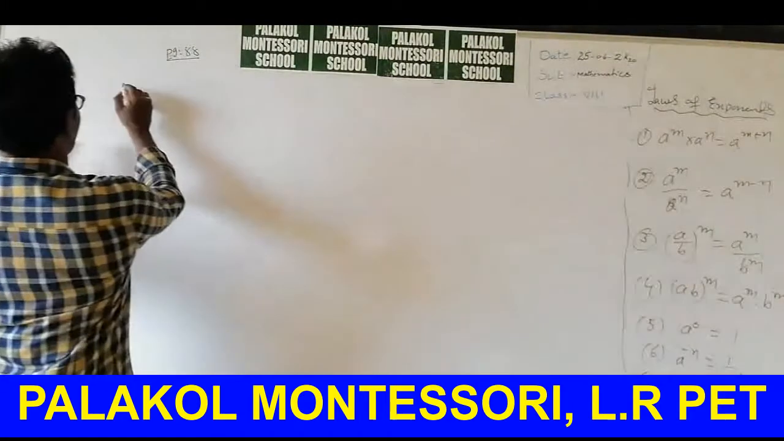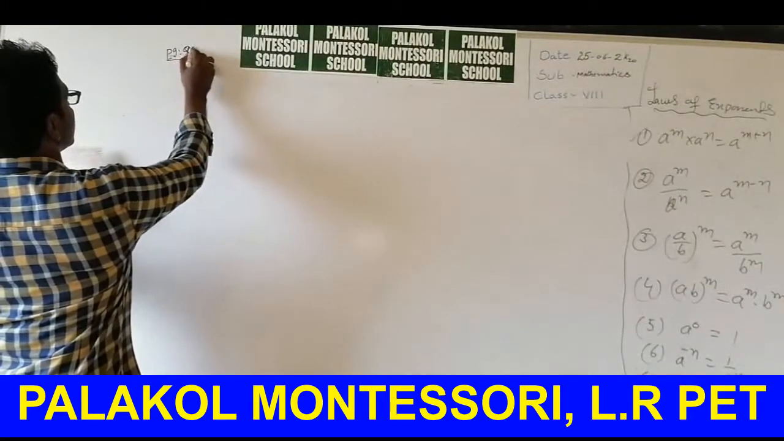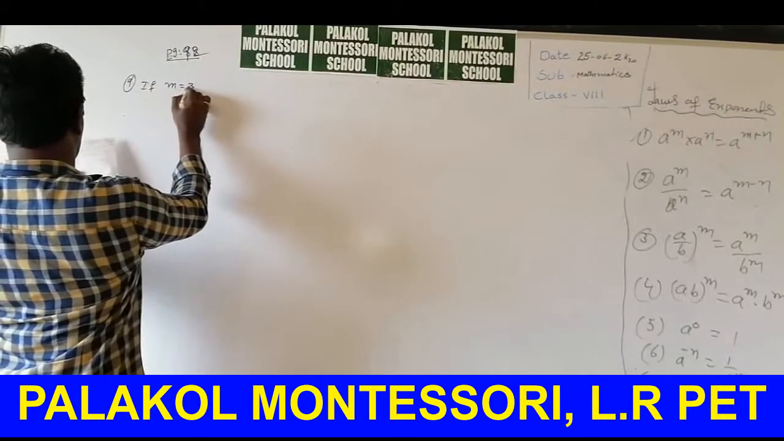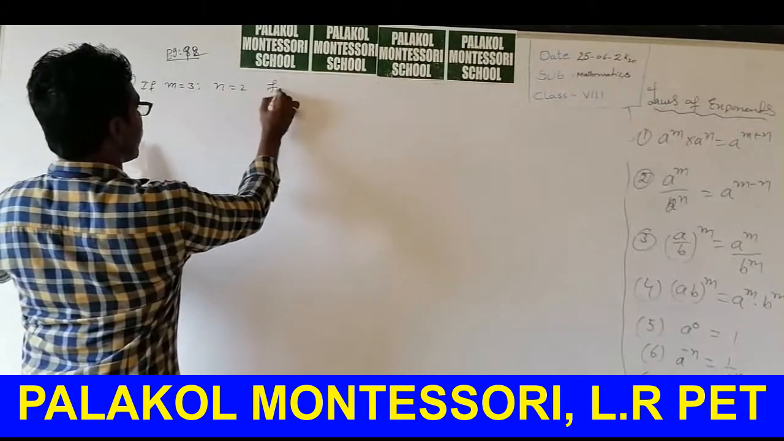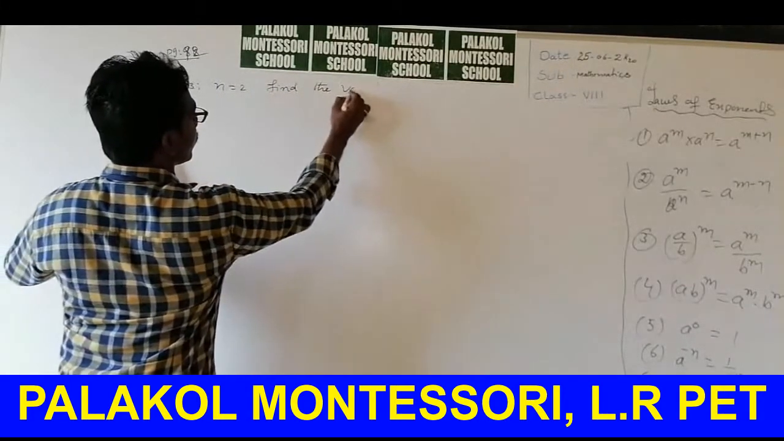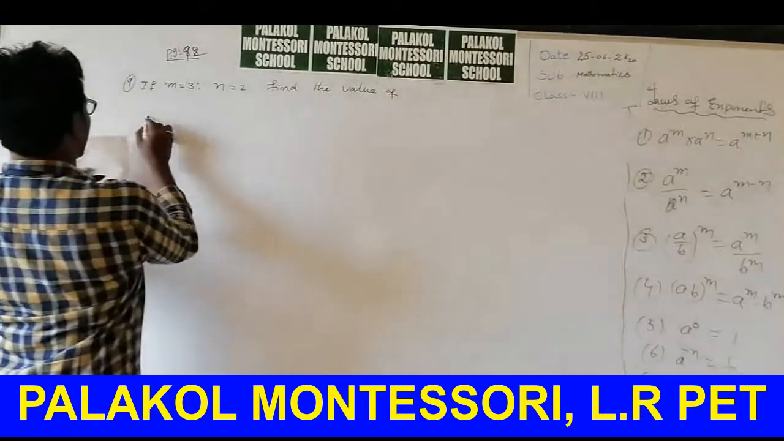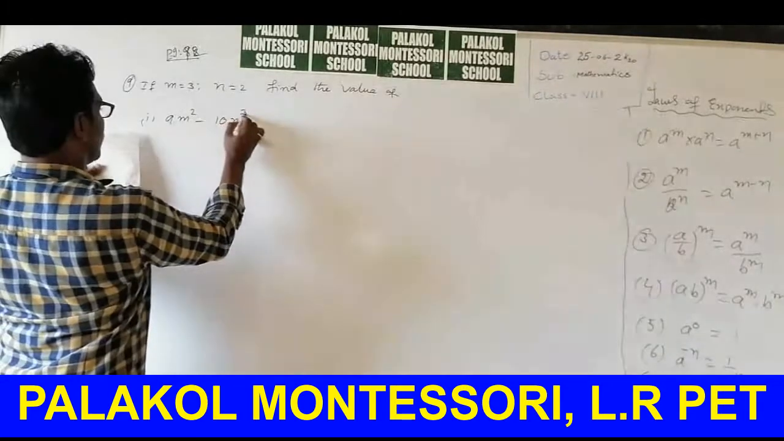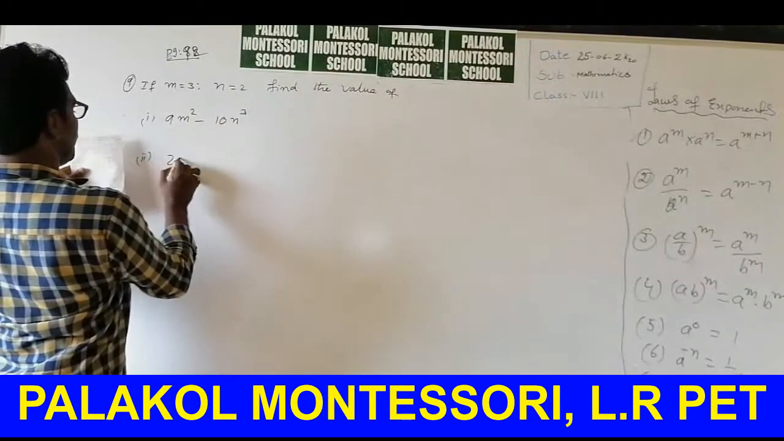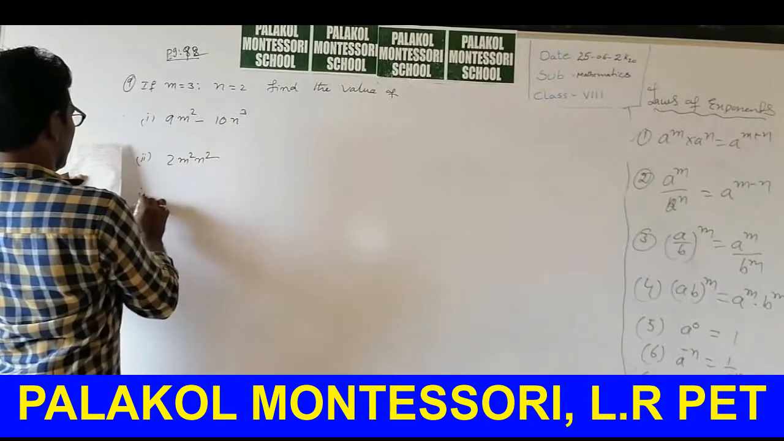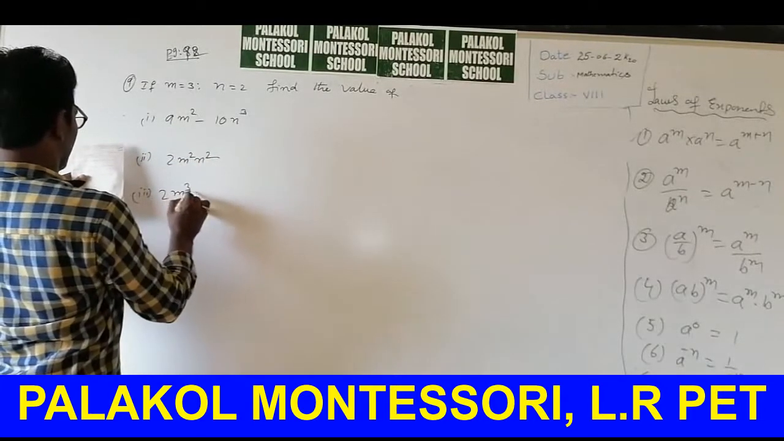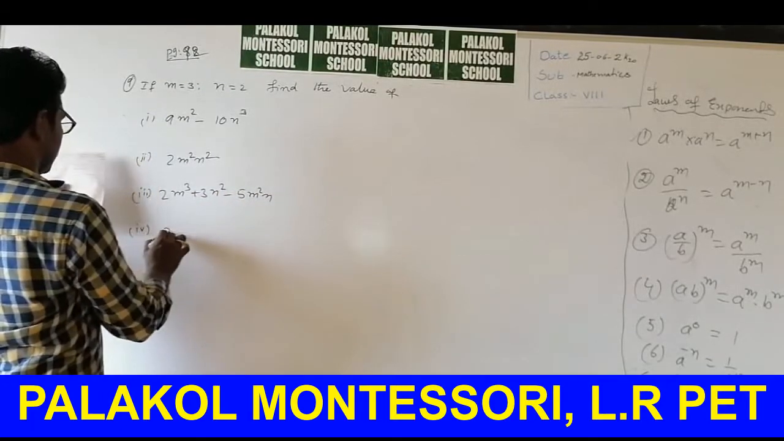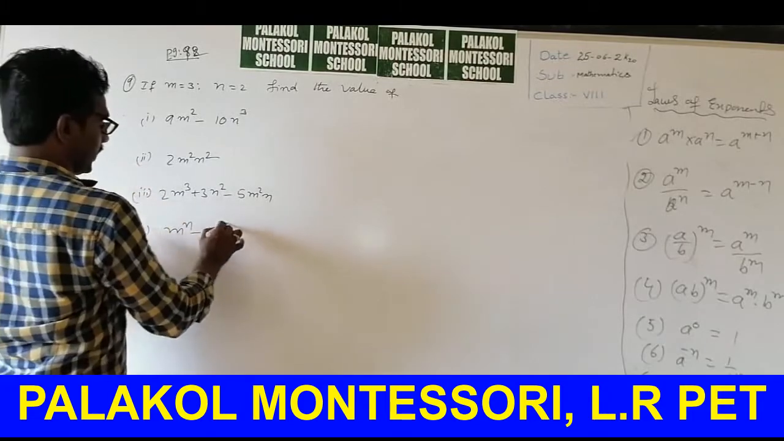Page number 92, ninth question. If m is equal to 3, n is equal to 2, find the value of: first, 9m square minus 10n cube. Second, 2m square n square. Third, 2m cube plus 3n square minus 5m square n. Fourth, m power of n minus n power of m.